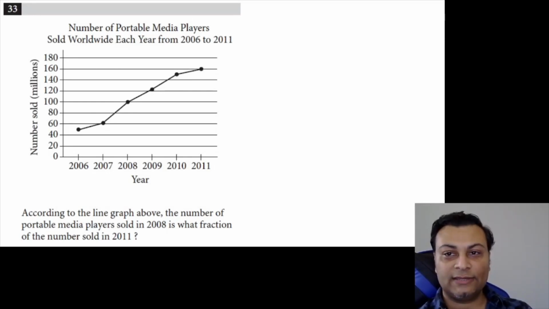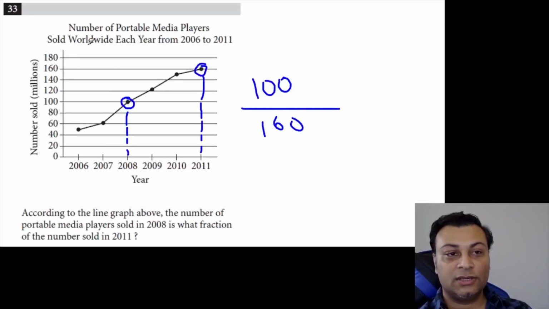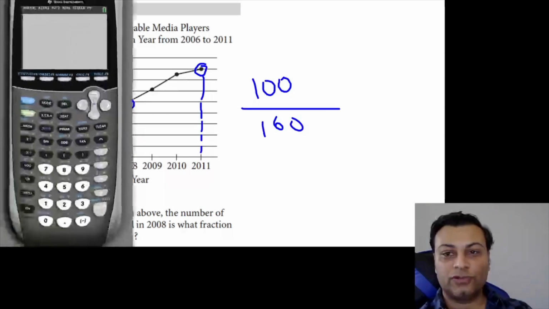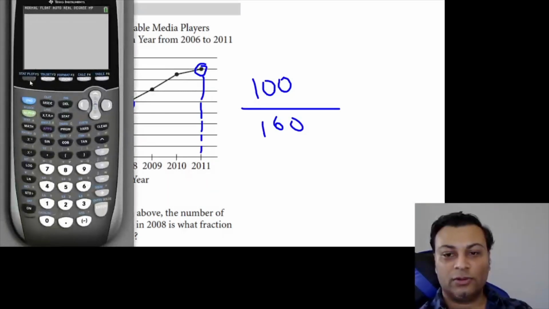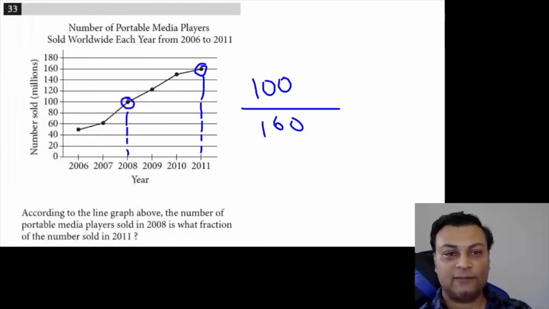In 2008, they sold 100 million. Okay, but we don't need the million because we're doing a fraction. 100 million. And in 2011, it was 160 million. So 100 over 160. Always use the calculator to reduce fractions. So we do 100 over 160, and we get an answer of 5/8. So that's the answer. 5/8.